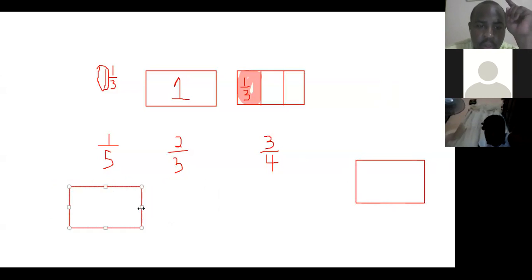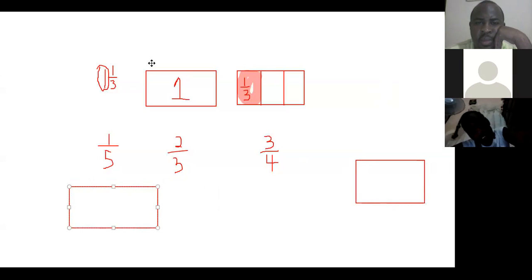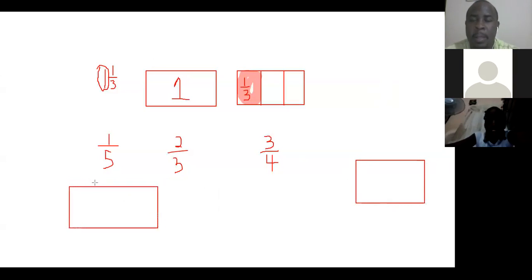So that's one whole. So what are we going to do with this whole? We're going to split it up in 5. In 5 what? In 5 columns. Must the columns be equal or not equal? Equal. Okay. Something like this. Yes, sir.